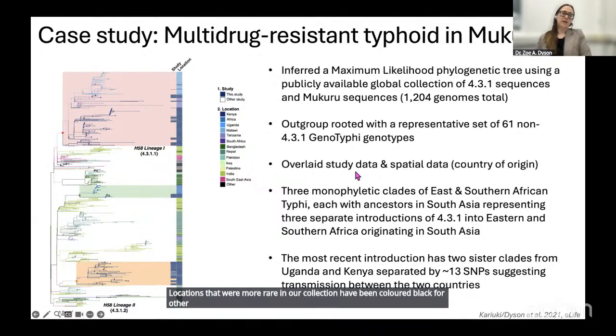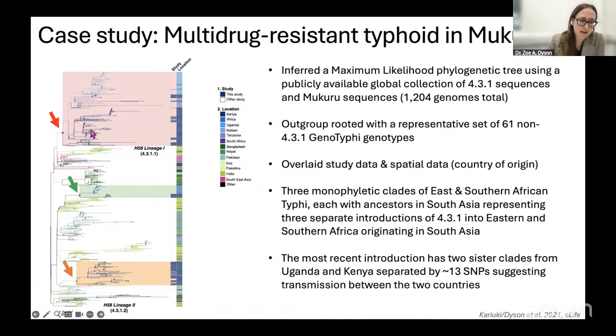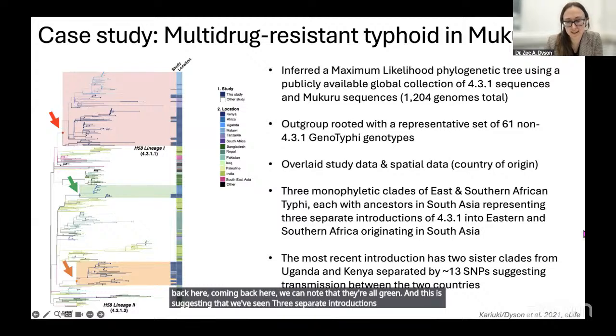So what we note here is that we do have 3 different monophyletic clades, all descending from a common ancestor, that are associated with typhoid populations that have spread throughout Eastern and Southern Africa. And when we look at the ancestors in each of these clades, coming back here, coming back here, coming back here, we can note that they're all green. This is suggesting that we've seen 3 separate introductions of each of these clades into Kenya and other regions in Sub-Saharan Africa, and it can illuminate the transmission routes of those particular pathogens.